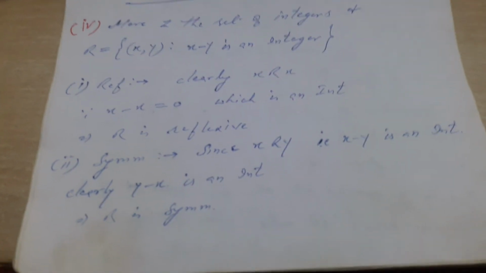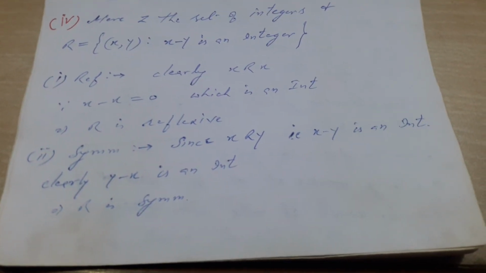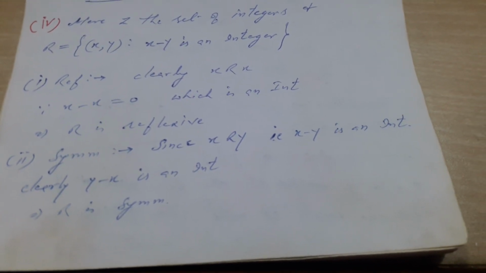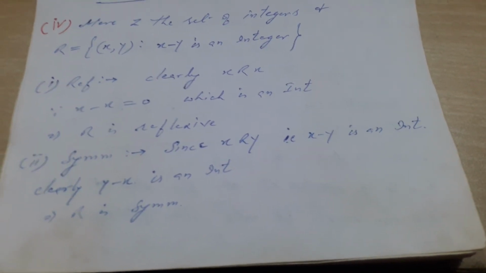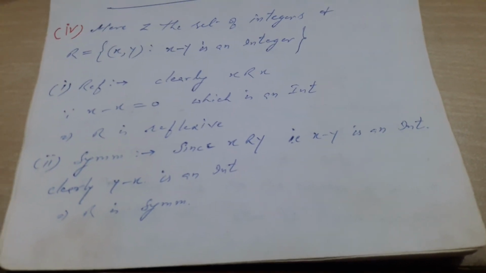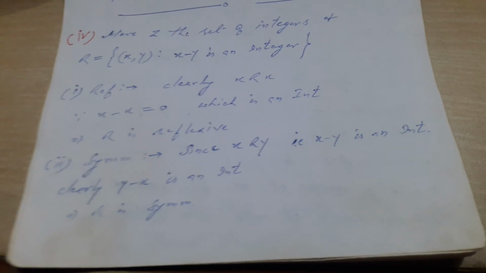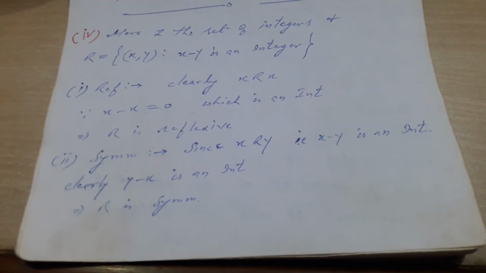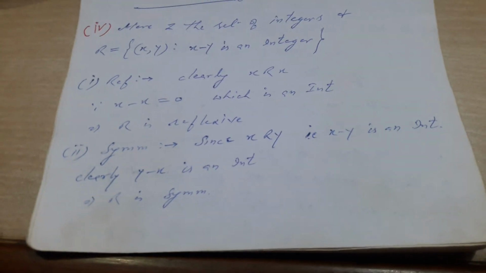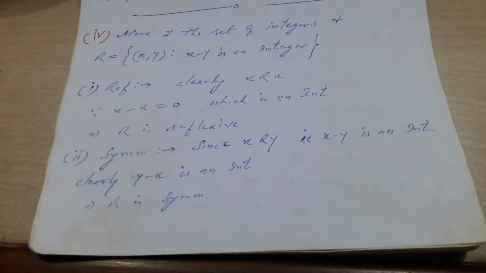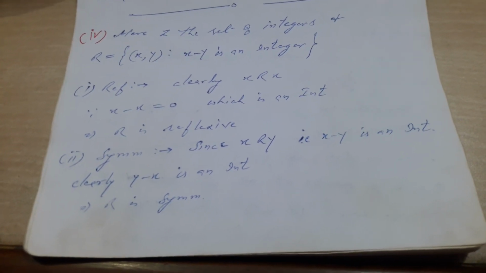Similarly for the second relation, that is symmetric, see, if x is related to y, that is given. That means x minus y is an integer. Then we have to prove that y minus x should be an integer. So clearly we know y minus x is an integer. No doubt the sign of the answer will differ, but no problem, it is also an integer. So that's why R is also symmetric. Okay, so in this way you can prove the symmetric relation.